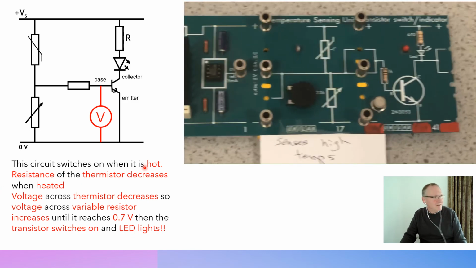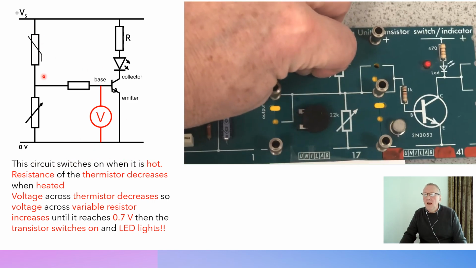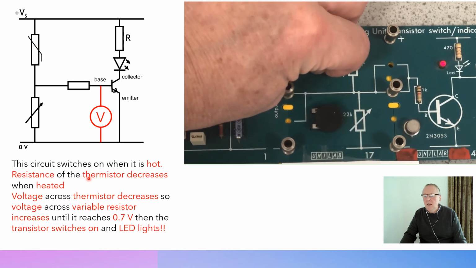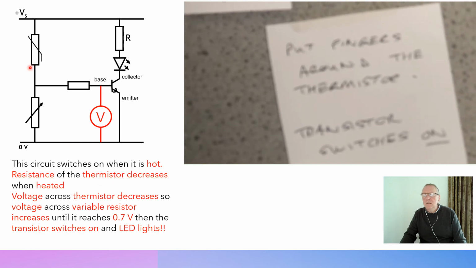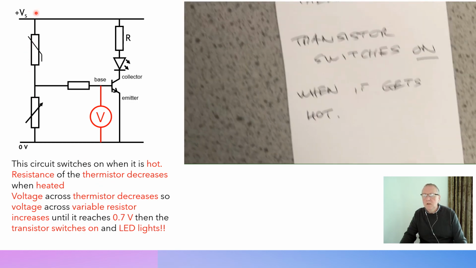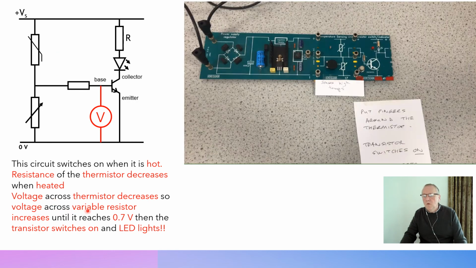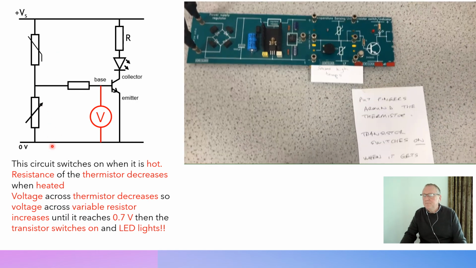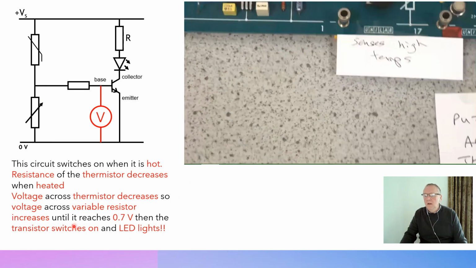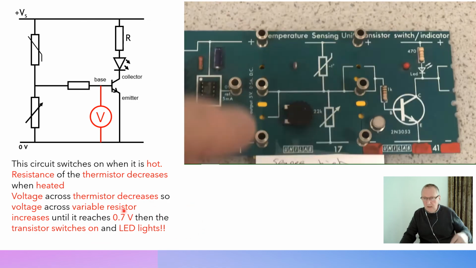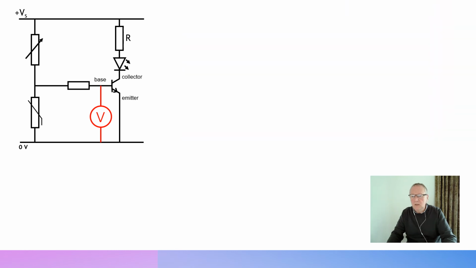The circuit switches on when it's hot because the resistance of the thermistor decreases when it's heated, so the voltage across the thermistor will decrease. So the voltage across the variable resistor will increase, and if it reaches 0.7 of a volt or above, then the transistor switches on and the LED lights. So just to make sure that's clear, that should read thermistor. Mistake on my part.